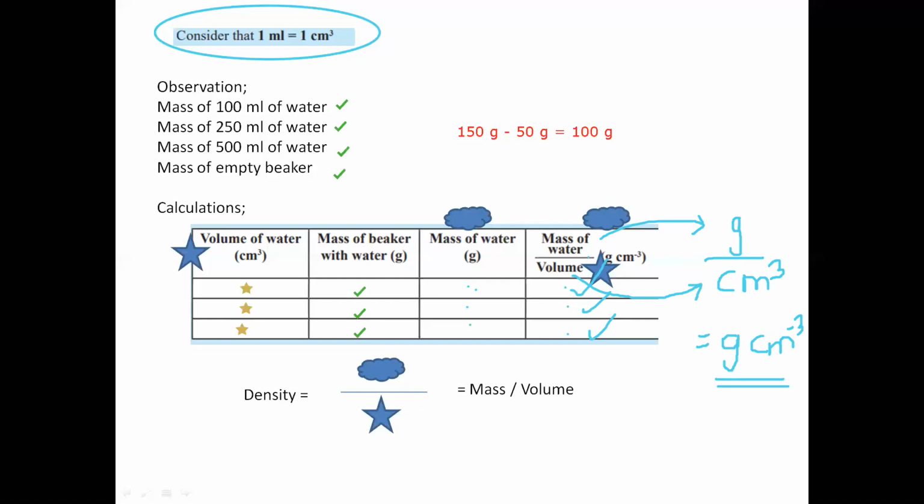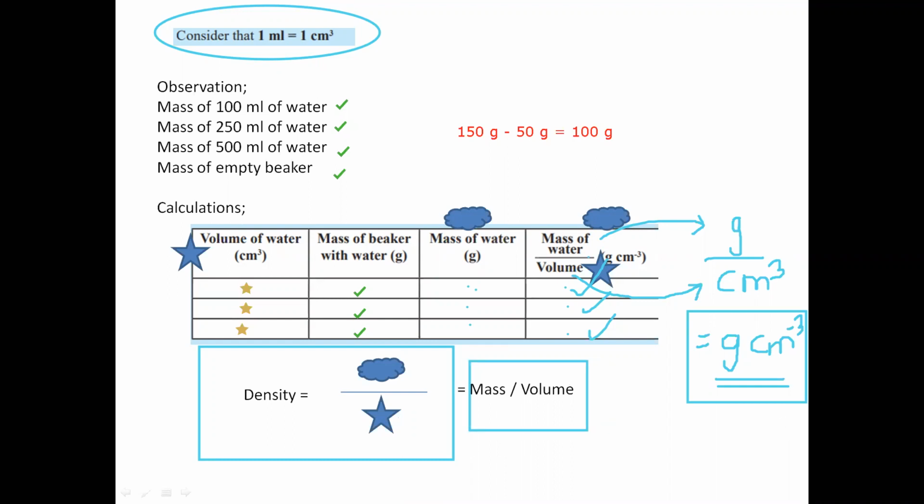So this ratio we call the volume. Sorry, the density. The mass when divided by its volume, we call the density. Here is the density. The cloud divided by the star. Cloud means the mass of water and the volume of the water is the star. So that is equal to the density. So the unit of density is grams per cubic centimeter. Mass divided by volume. Okay, we'll move to the next.